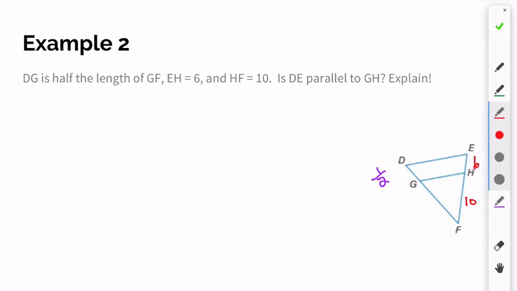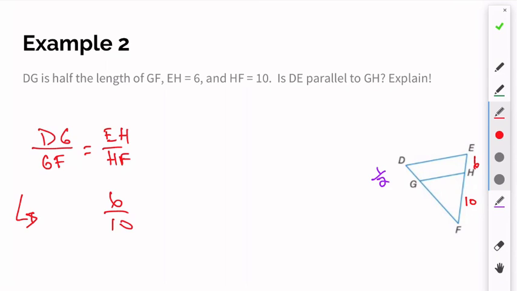Well, in order to know if they're parallel, if they were truly parallel, then DG over GF would have to equal EH over HF. All right? In this case, EH over HF is going to be 6 over 10. We know for a fact that DG has to be half of GF.